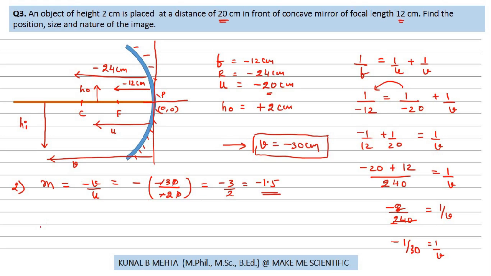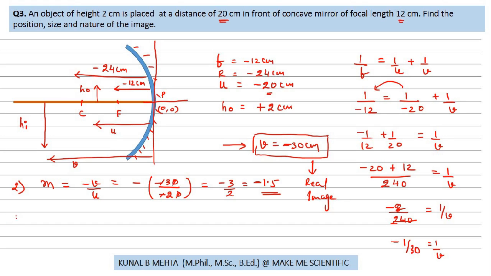Second answer. Now, nature of the image: if the magnification is negative or the image distance turns out to be negative, which is the case over here, that image distance is minus 30, that means it is on the left hand side of the pole. And always the real images are formed on the left hand side of the mirror. So that means this negative image distance indicates it's a real image.